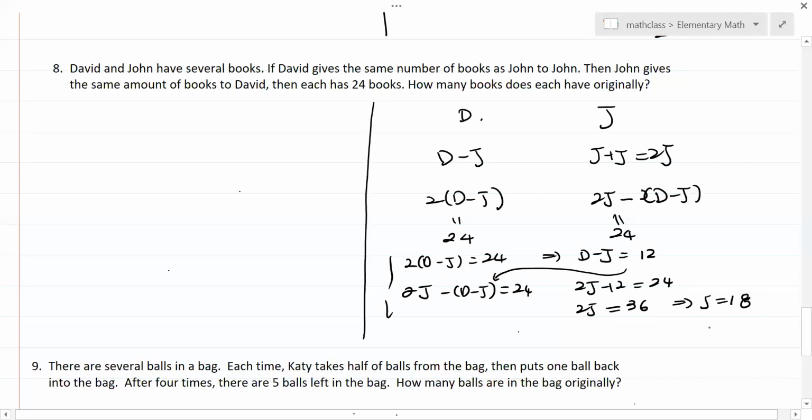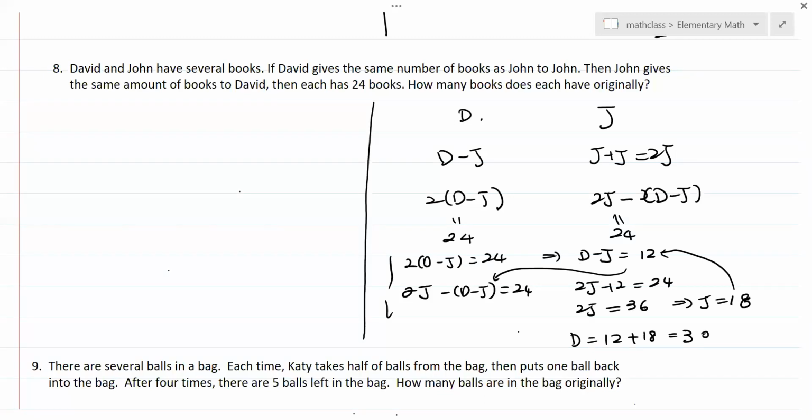So you find J, then you can find D. D minus J is going to be 12, and J is 18. So you put it back, and D equals 12 plus 18. That's going to be 30. David has 30 books. John has 18 books. Now how to use the picture?